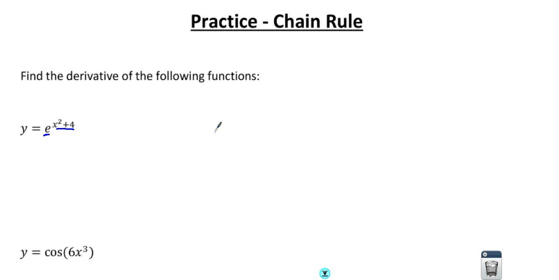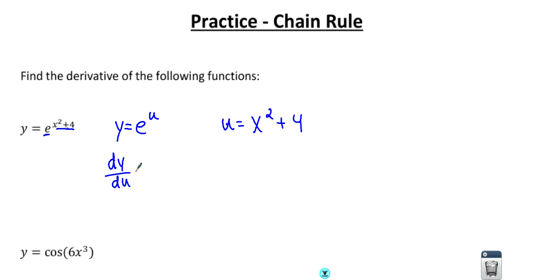So we have to pick our u. Our u is always our inside function. So x squared, this quadratic, x squared plus 4 has been plugged into our exponential. So that is our u, x squared plus 4. So then we rewrite our equation y in terms of u. So if we actually plugged our function u back in here, we would end up with this equation. It's a composite. Then we take the derivative of each one with respect to its variable.